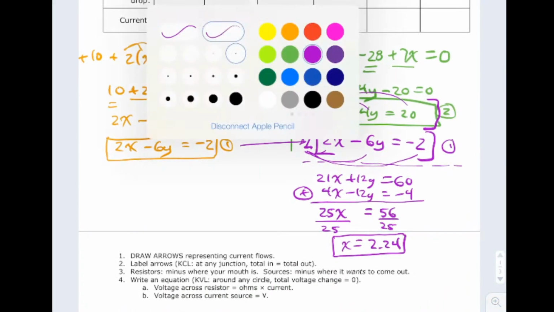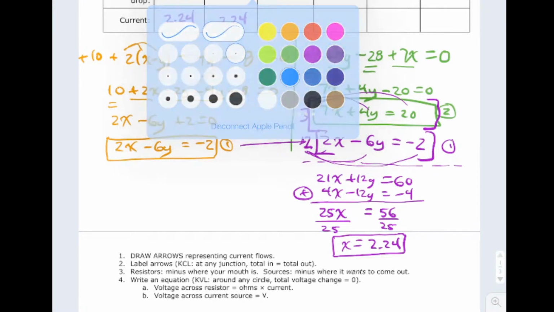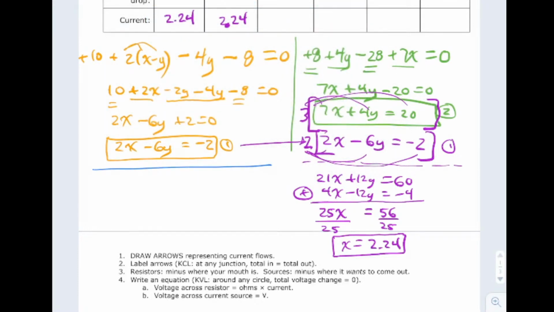Now, what I can do next is, what's a good color? Let's go back to blue. What I can do next is solve for y. I can plug into either one of these equations. I'll just plug into equation 1, I guess, because it's right there looking at me. Oh, wait a second. I know what x is. So I'm going to plug x in right there.